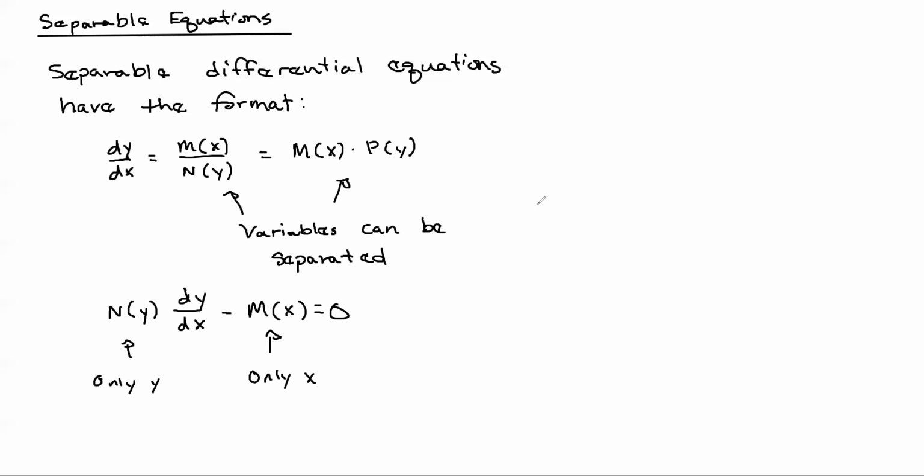Okay, so how do we go through and solve? How do we solve separable differential equations? Let's look at an example. This example will inspire the method. So let's say we have dy/dx equals x squared over 1 minus y squared. Okay, we could move the 1 minus y squared over to the other side.